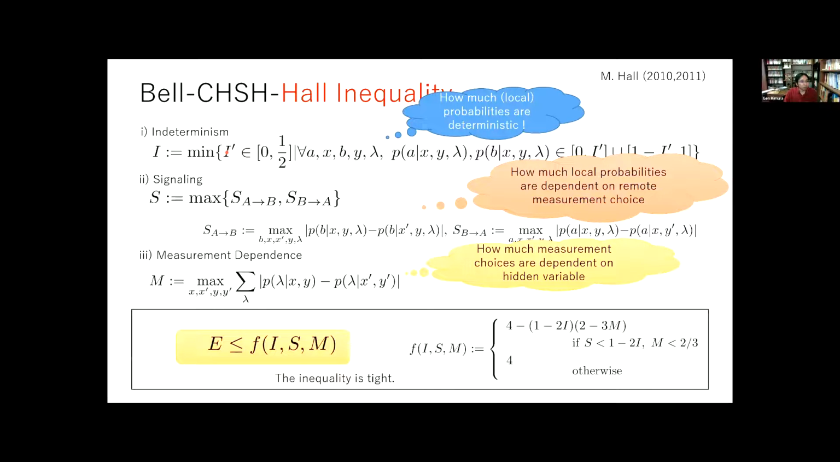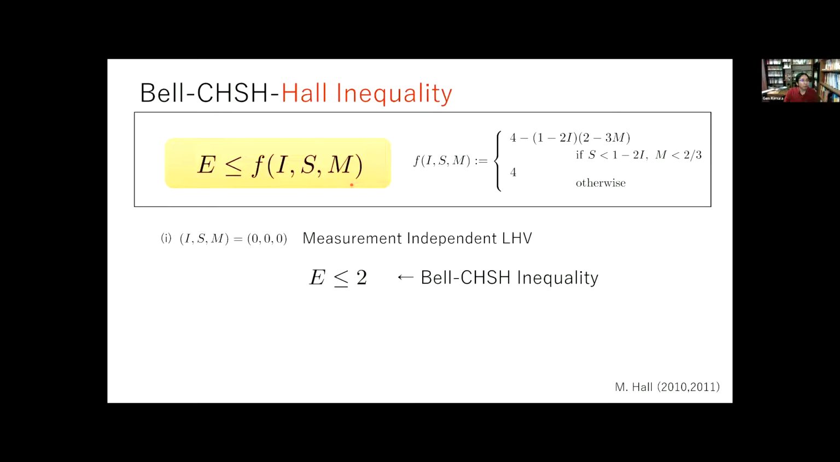And with these quantities, Holz derived the following relaxed Bell's inequality in the CHSH setting, where the CHSH value is upper bounded by some strange quantities, including all these measures. And he also shows that this inequality is tight. To understand the flavor of this inequality, let us first consider that all the measures are 0, namely the measurement-independent local hidden variable theories. Then the right-hand quantity becomes 2, and that reproduces the Bell-CHSH inequality.